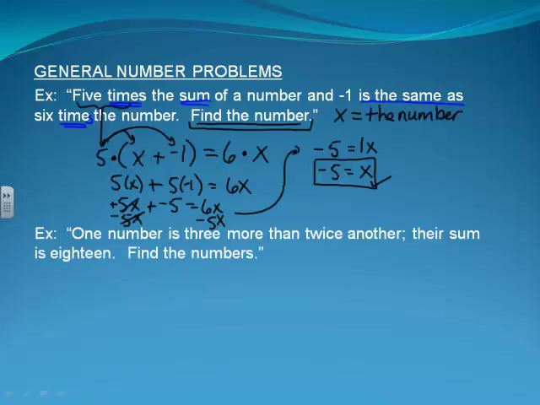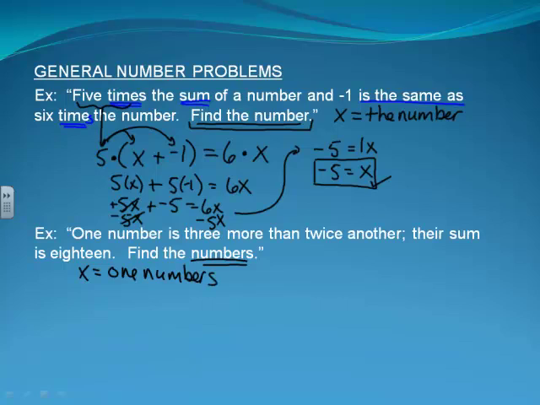Another example. One number is 3 more than twice another. Their sum is 18. Find the numbers. Now in this case, you're looking for more than one number, but you can't use 2 variables because you don't know how to solve those equations. You can't have an x and a y in an equation and solve it yet. So you're still going to have to let x, some form of x, represent both those numbers that they're asking you to find. So start by assigning x to be one of the numbers that you're trying to find.